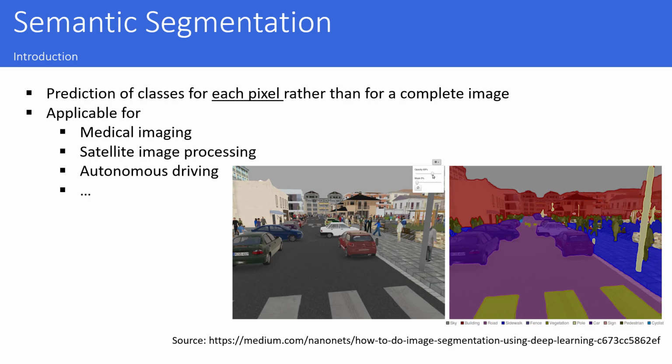So this kind of technique is applicable to many different fields. So for example, for medical imaging it is used, or for satellite image processing. And especially if we speak about autonomous driving, this is the technique to go for.